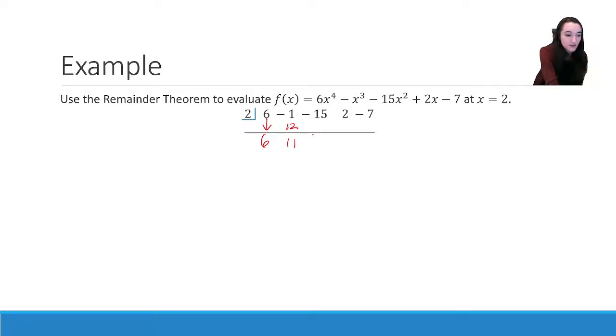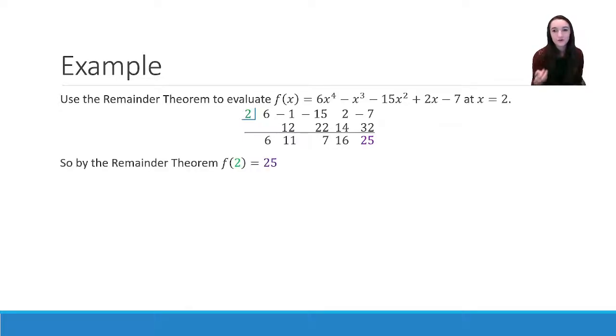Then we multiply the 11 times 2. So that's 22. Then we add, so I'm going to get 7. Then we multiply 7 times 2 to get 14. Then we add 16. Finally, 2 times 16 is 32, and we add -7 to get positive 25. So this is our remainder, that 25, and that's the part that matters.